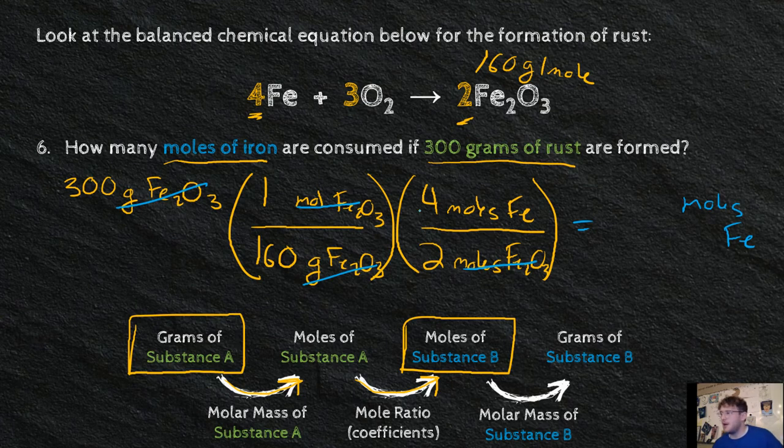So now I just need to do the math. Multiply across the top. So you got 300 times 4 divided by 160 divided by 2. And I got 3.75 moles of iron. All right, how do we get there? Well, I recognized what I needed. I circled my flow chart. I made a conversion from the molar mass, and then I made a conversion from the mole ratio.